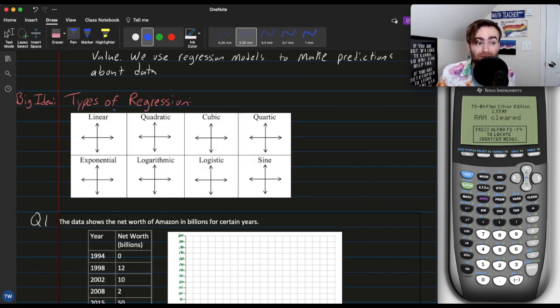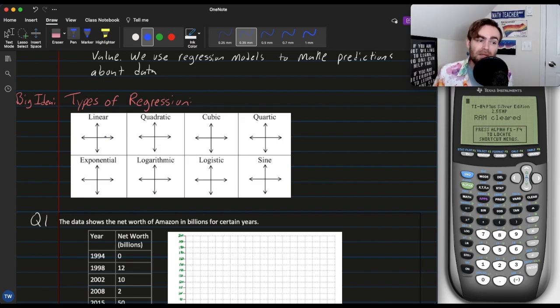So let's talk about some different types of regression. The main types that you're going to see throughout this course are your linear, your quadratic, your cubic, not really quartic, but it's there. Those are all polynomial based, so you'll see those in Unit 1. Exponential, logarithmic, and logistic are all exponential based. We'll see those in Unit 2. And then you have your sine or other trig functions that you'll see in our trig unit in Unit 3.